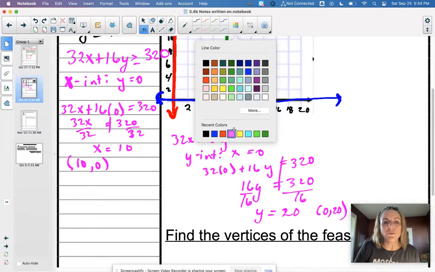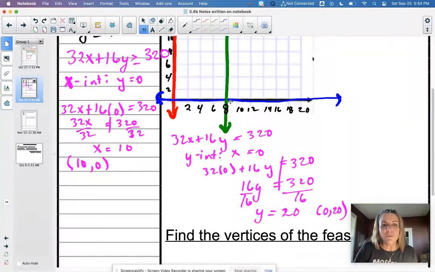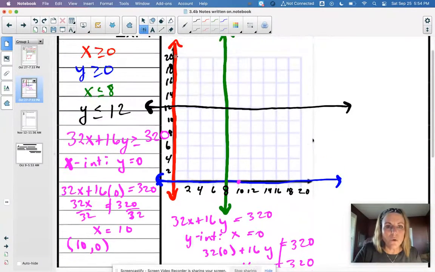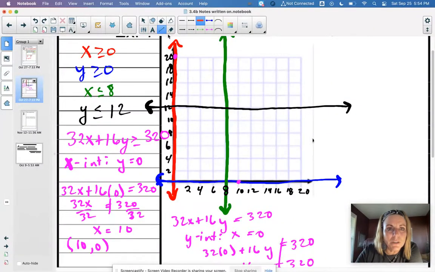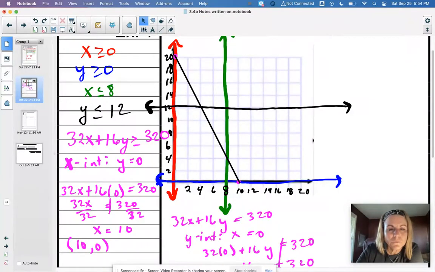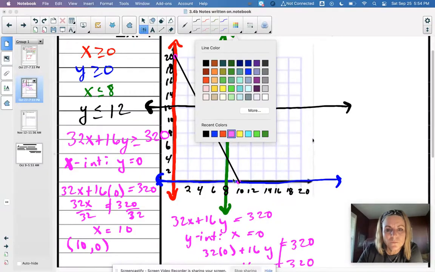So let's graph those right now. We have the point 10, 0, and we have the point 0, 20. And I'm going to get out my ruler here. And I'm going to connect those. There we go. Okay, right there, right there. There we go.